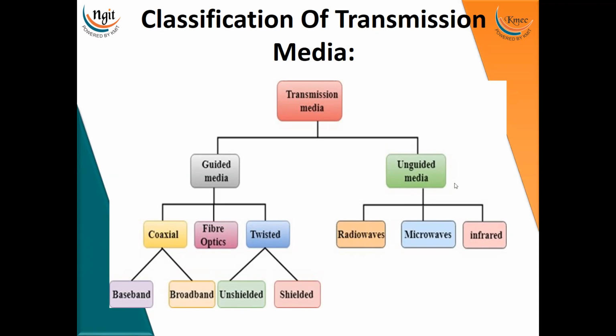The three different types of unguided media are radio waves, microwaves, and infrared.